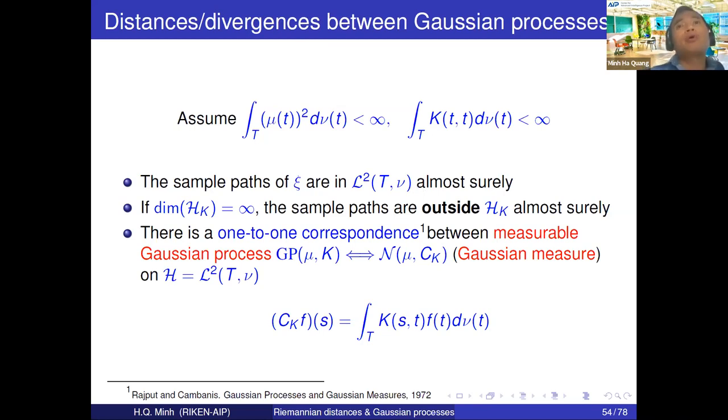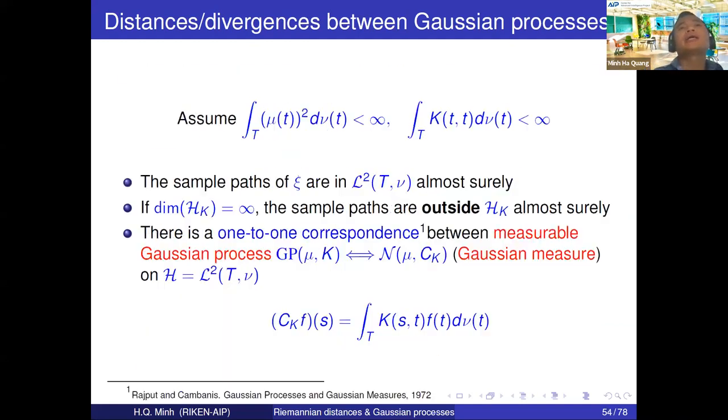And that's a one-to-one correspondence between the Gaussian processes GP(μ, K) measurable and the Gaussian measures with mean μ and covariance operator C_K on the Hilbert space H equal to L2, with the covariance operator being just the integral operator with the kernel K. So that's the one-to-one correspondence between Gaussian processes and Gaussian measures. What we have to be careful about, and this is also a classic, is that if the dimension of H_K is infinite, then the sample paths are actually outside of H_K almost surely. So they do not lie in the RKHS, but they are square integrable.